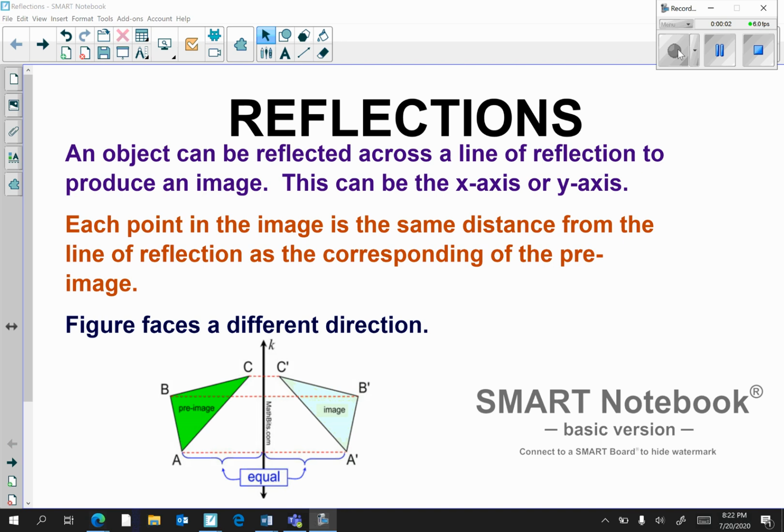Hi everyone, in this video we're going to be talking about reflections. An object can be reflected across a line of reflection to produce an image. This can be the x-axis or the y-axis, or it can just be a line.